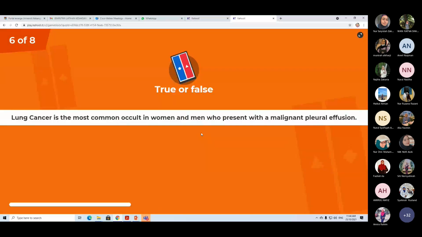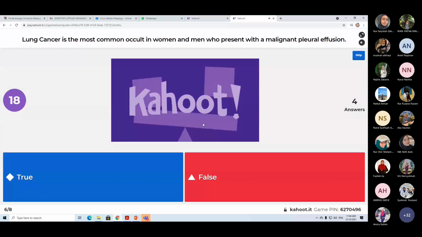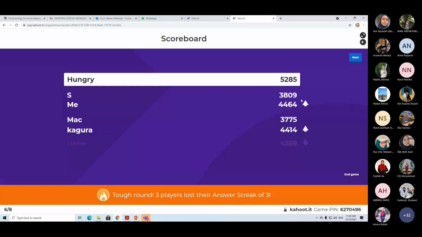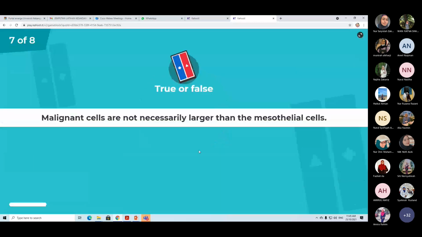Lung cancer is the most common occult primary in women and men who present with a malignant pleural effusion. Is that right? I mentioned this earlier. 45 of you answered correctly. Yes, lung cancer is the number one cause. Okay, well done. Two more questions.